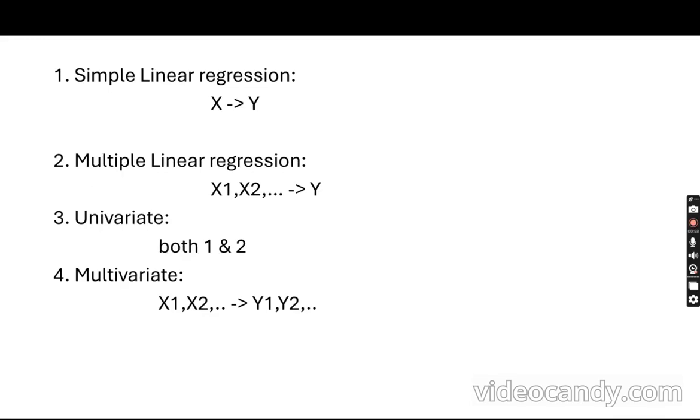So these types can be simply expressed like this. x is the independent variable and y is the dependent variable, as you all know. If there is only one independent variable and only one dependent variable, it is simple linear regression. When there is more than one independent variable giving only one dependent variable, it is multiple linear regression. In both these cases, there is only one dependent variable, hence these two come under univariate linear regression. And when more than one independent variable produces more than one dependent variable, it belongs to multivariate linear regression.